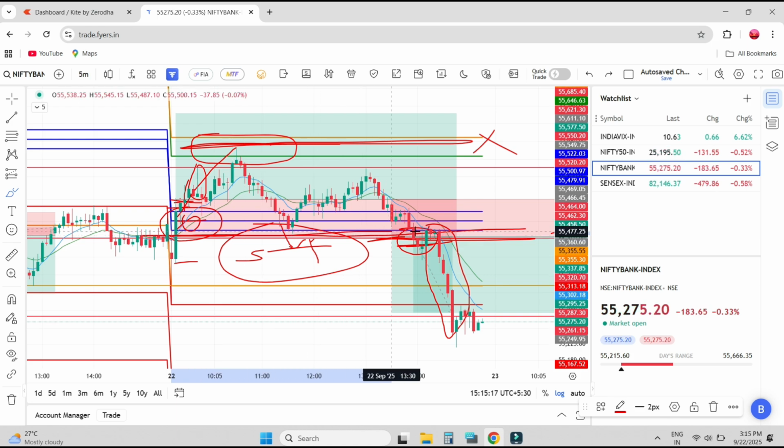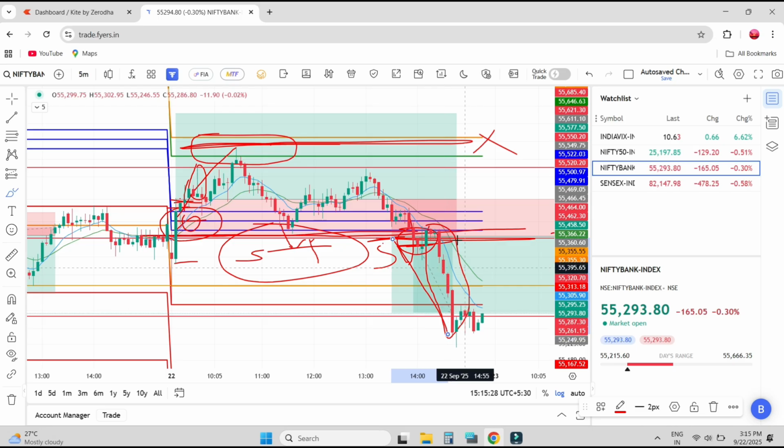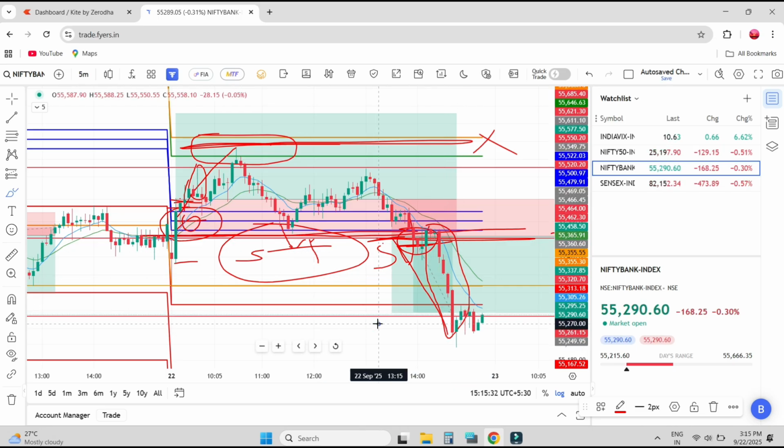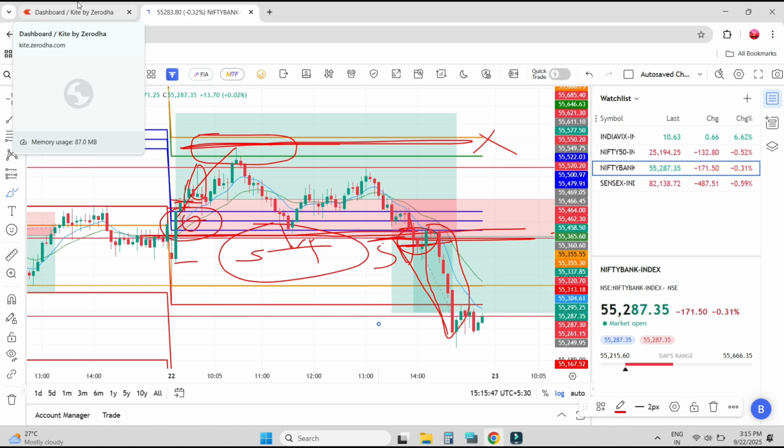Once it broke my stop loss, I reversed my trade immediately because I was very sure about this. Once it takes my stop loss, definitely it will go in the opposite direction. That is my observation and analysis. And it did exactly the same thing, whatever I was assuming. My observation was, once it takes my stop loss, it will change its direction to negative.